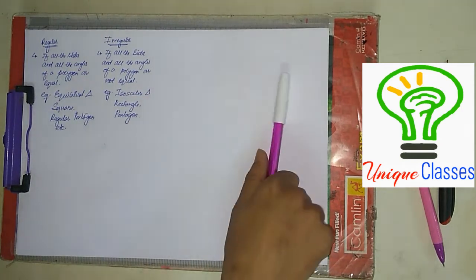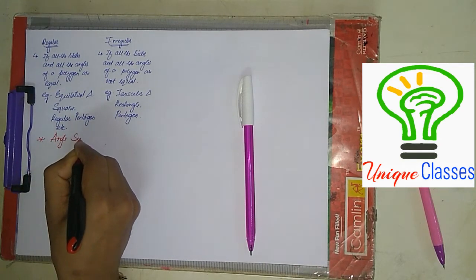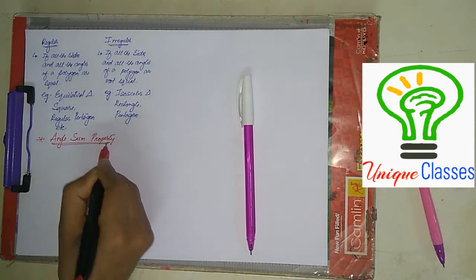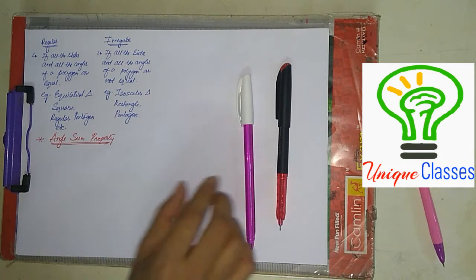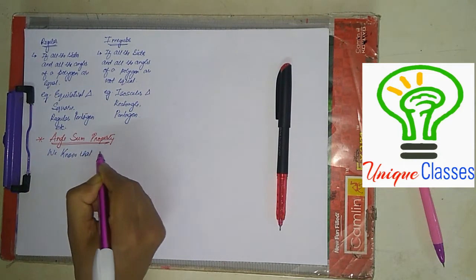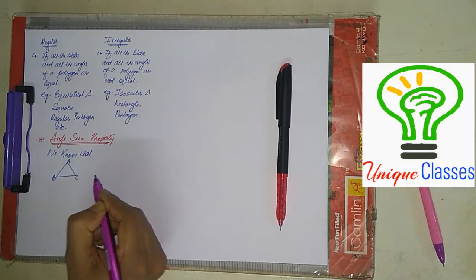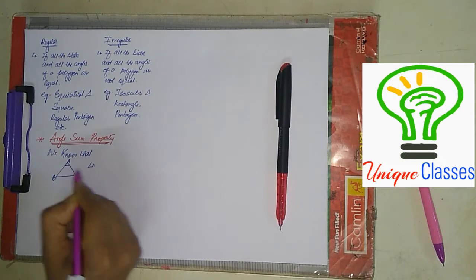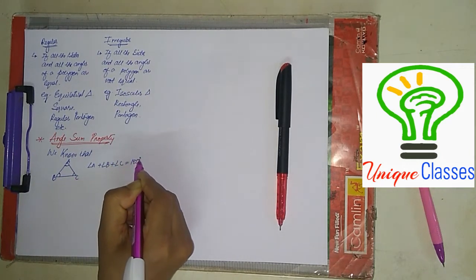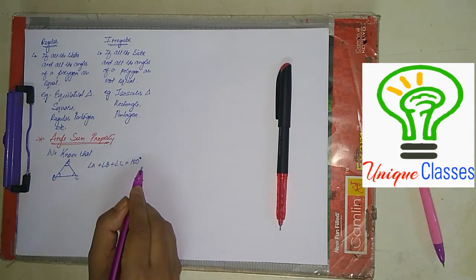Okay. Now we'll be discussing angle sum property of a polygon, or I can simply say angle sum property. Now we know that in case of a triangle, I name it as ABC, a triangle ABC, angle A plus angle B plus angle C is equal to 180 degree. This is something which we already know, that the sum of all the interior angles of a triangle is equal to 180 degree.